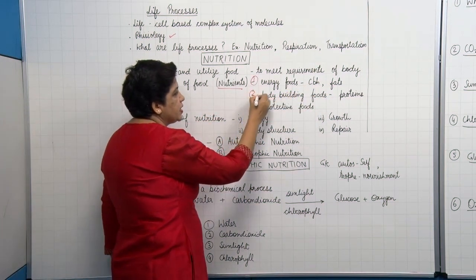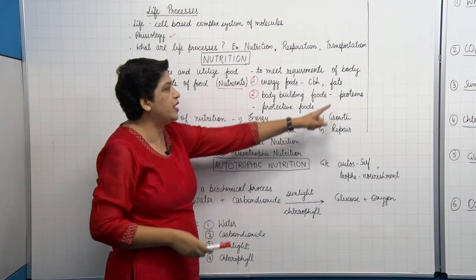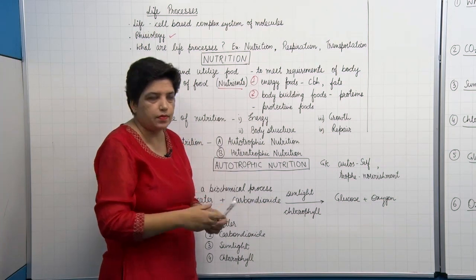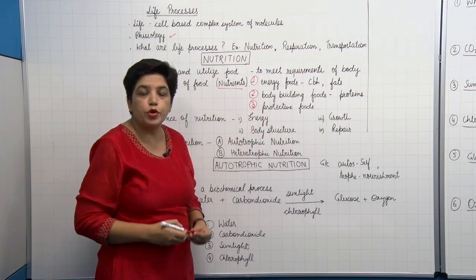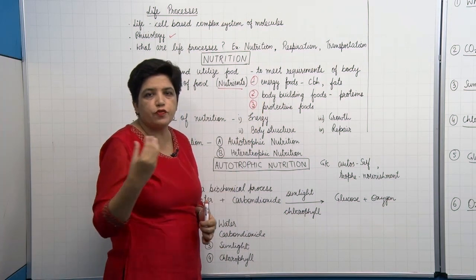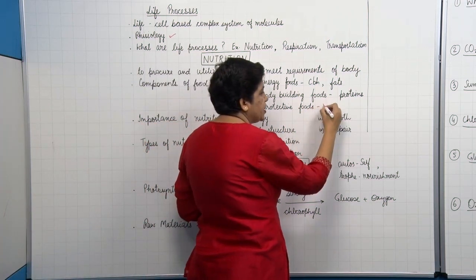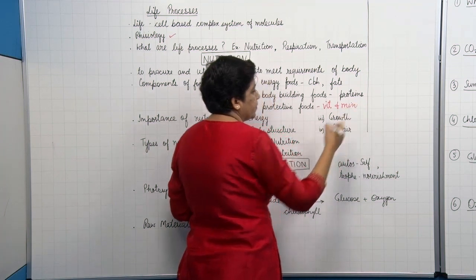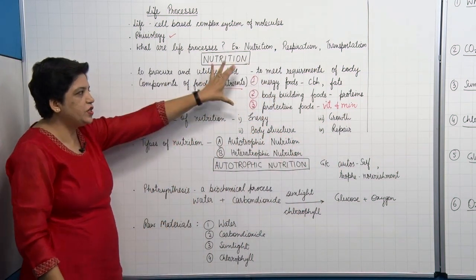Second category is the body building food. Proteins come under this category. They build up the body, they build up the protoplasm. And third comes protective foods, which protect us from various diseases and help in maintaining our immunity. So vitamins and minerals come under this category. So let us study again according to these categories.